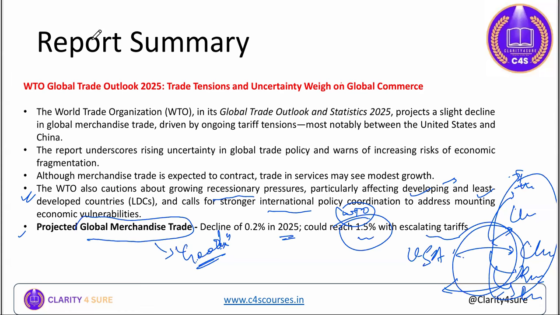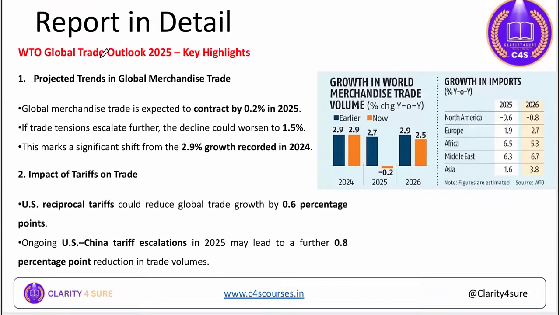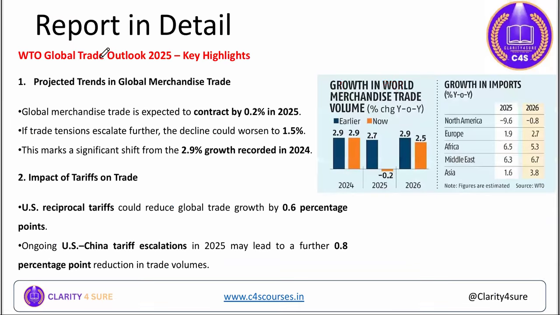Now, coming to the report. Let's try to understand the report in detail, what is all covered in this report. The first point is related to the projected trade in global merchandise trade. So let's try to understand. This is a figure taken from the WTO document itself.